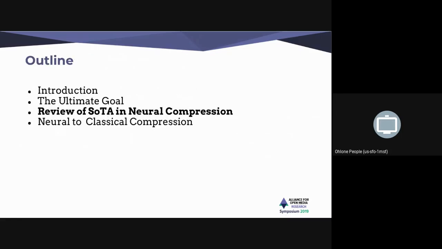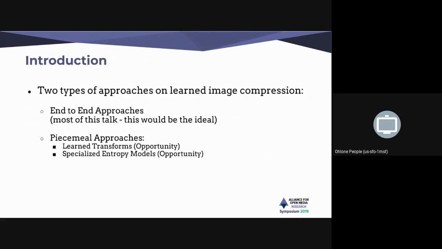So now let's move forward in time and discuss what the actual state of the art in neural networks is today. I'm going to start by discussing the fact that when you look at neural network approaches, we usually talk about end-to-end approaches, meaning you go from pixels and you end with pixels. But we could also be talking about things like learned transforms or specialized entropy models, which could be used to achieve better efficiency in arithmetic coding. I will be focusing mostly on end-to-end approaches for most of this talk.